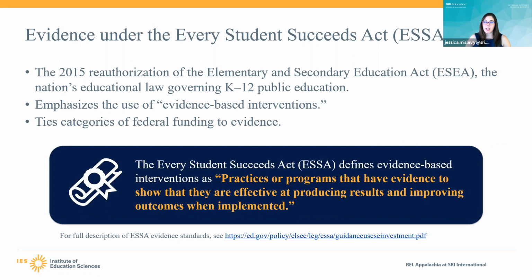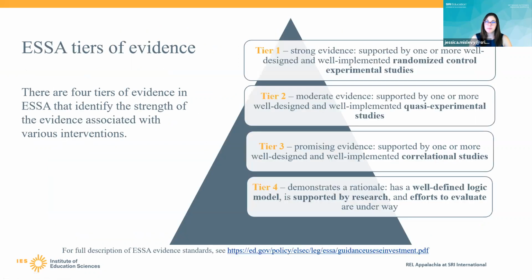ESSA also ties categories of federal funding to evidence. For example, education leaders are required to use evidence-based practices and improvement plans for low-performing schools. And some competitive federal grant programs also require or have a competitive preference priority for use of evidence-based interventions.